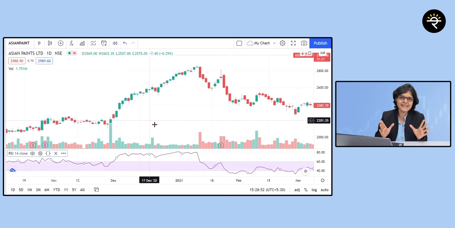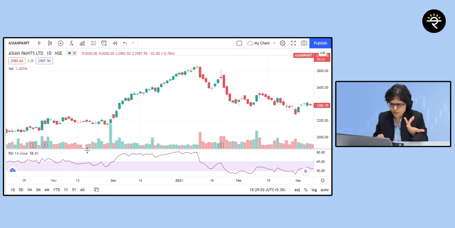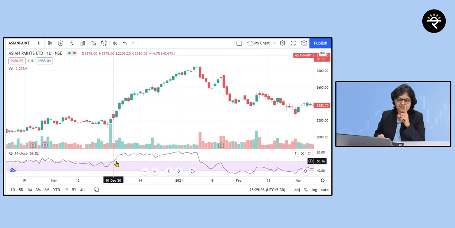What is the focus point of today's lecture? When to enter, when to exit. Now, you just try to backtest this. I'm giving you an example of Asian Paints. Somewhere around December, it has broken the 60 RSI. You can see the 60 RSI is broken on the upward side from below. Now, once it has broken, this is ideally where one may enter a stock.